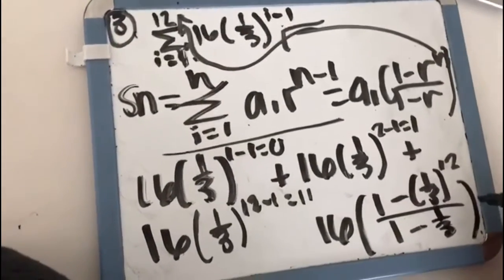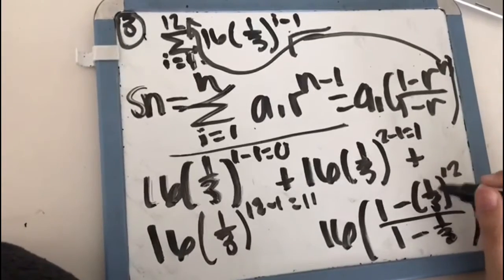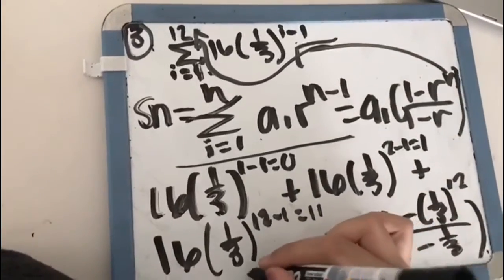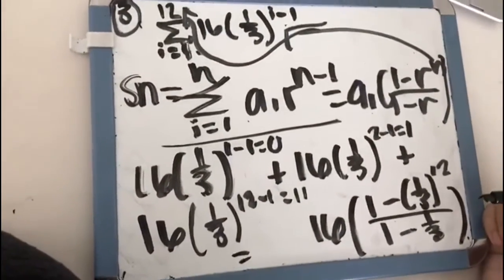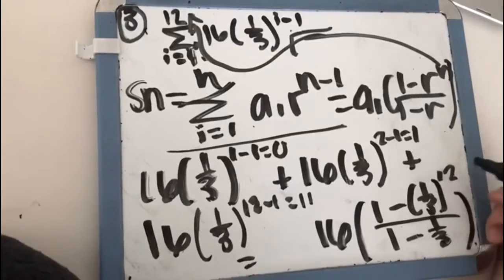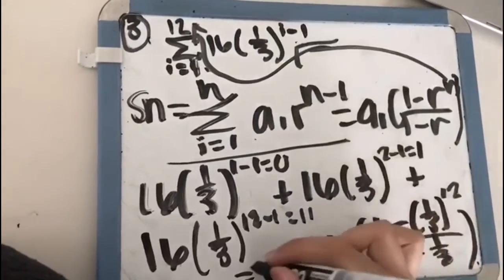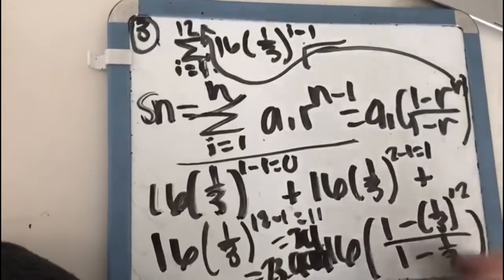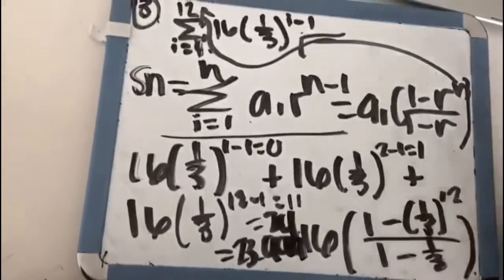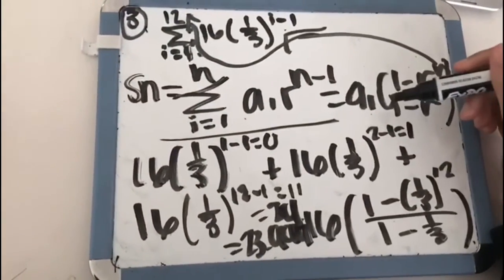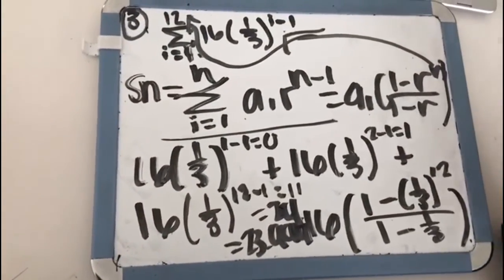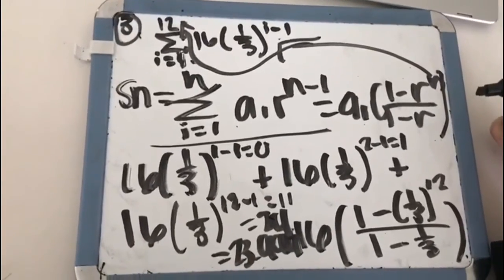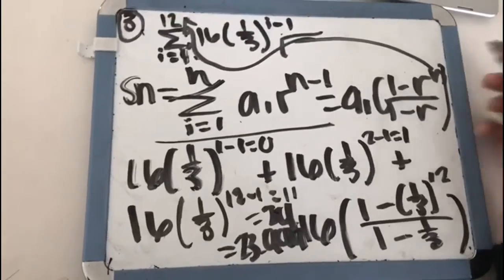And when you solve this, negative 1 over 3 to the 12, if you try solving it in the calculator or by hand, you will get the answer of 23.999, which will be equal to 24 if you round it. So this is how you solve this problem. It's a little confusing when you first get to it, but it gets easier as you go, and this is how you solve this problem.